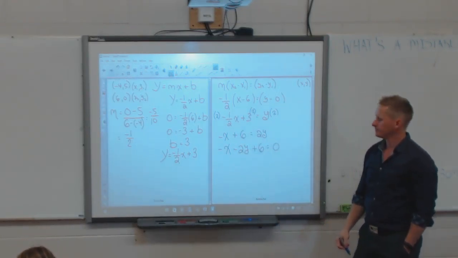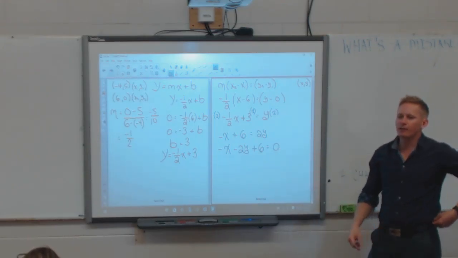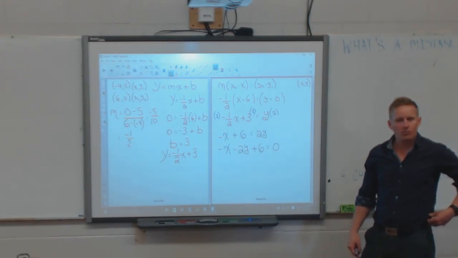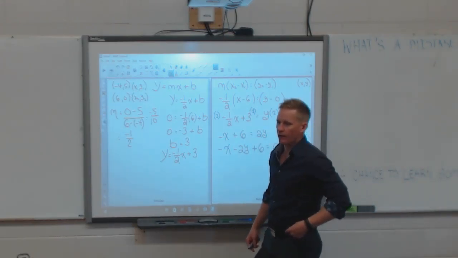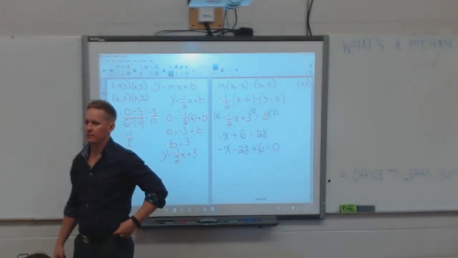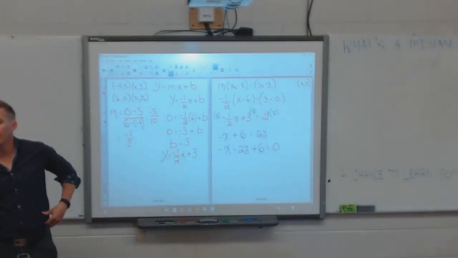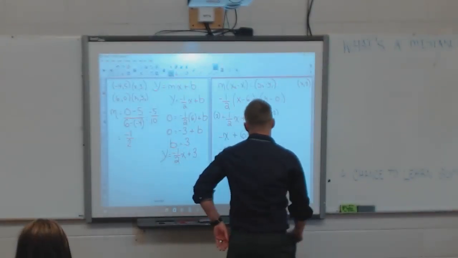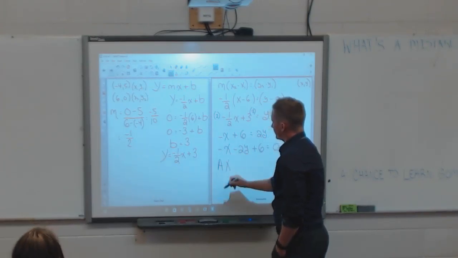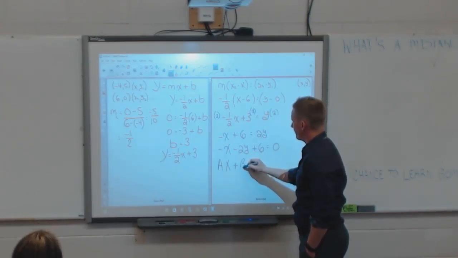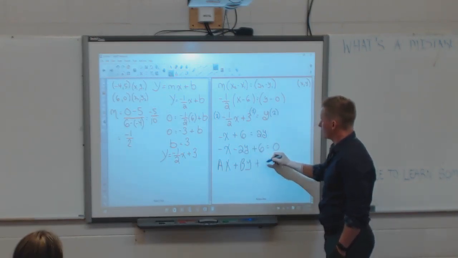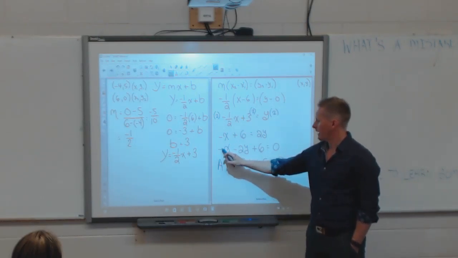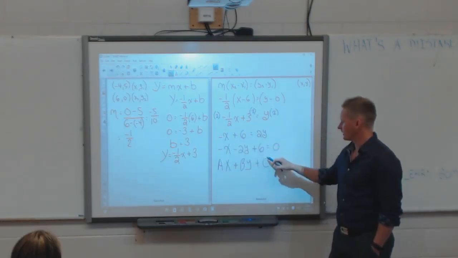There's your general form. What's my a value in the general form? Negative x. Nope. What do you got? Negative 1. What's my b value? Negative what? 2. Negative 2. What's my c value? 6. Whatever's in front of the x is a. Whatever's in front of the y is b. And whatever's by itself over here is c. Negative 1, negative 2, plus 6.